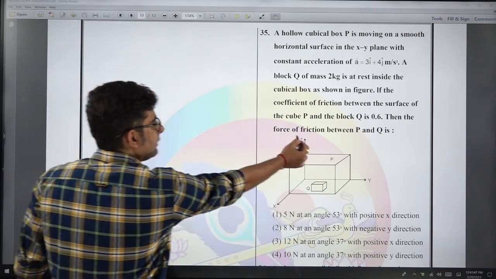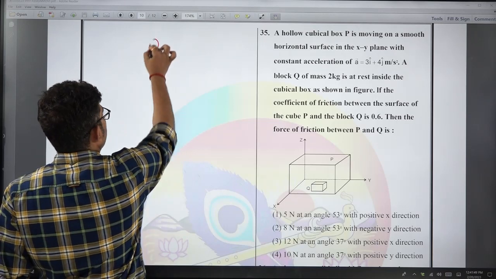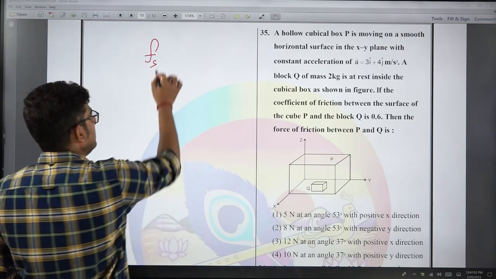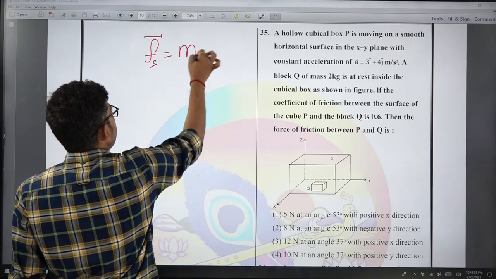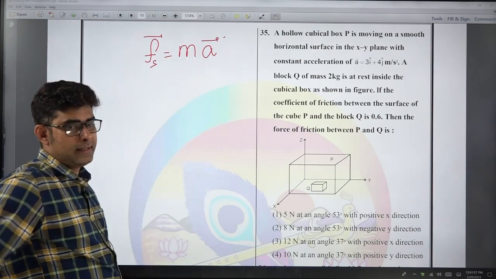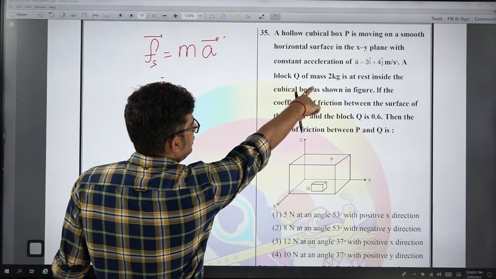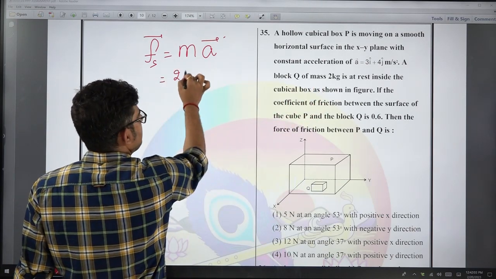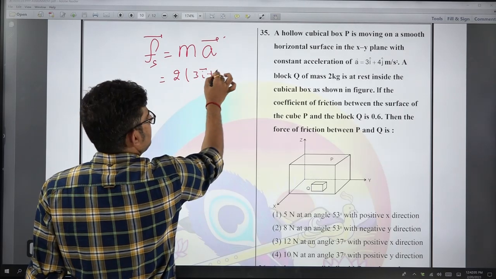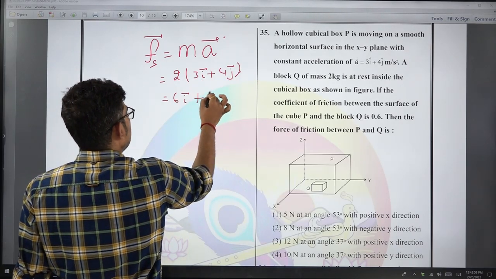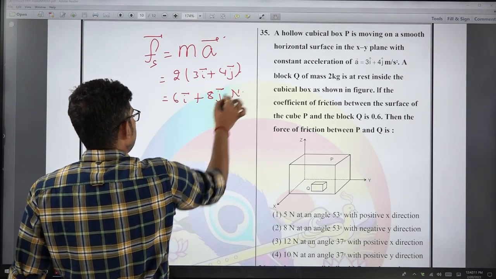So they are asking to calculate the force of friction. So what is the force of friction? Force of friction is nothing but the static friction, and static friction is only providing it acceleration. So what is the mass given? 2 kg, and acceleration is 3i cap plus 4j cap. So this becomes 6i plus 8j cap Newton.